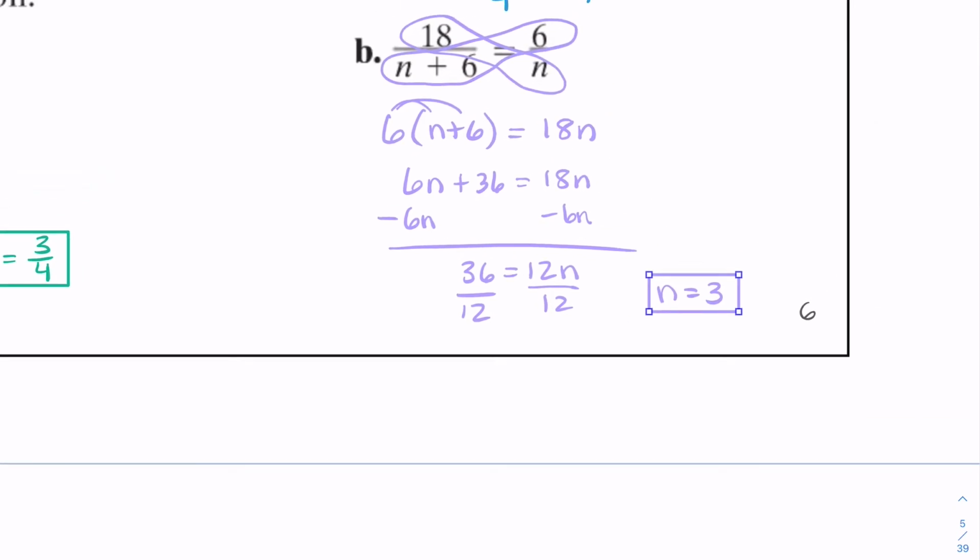And that's it. I mean, we can always check our work too. So if we want to check our work, we would do 18 over 3 plus 6 is 9, and 6 over 3, that checks out to be correct.